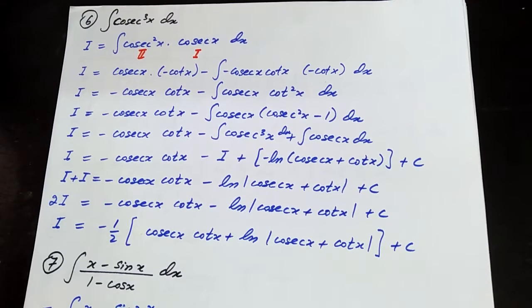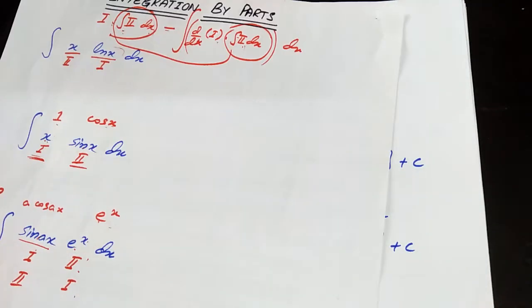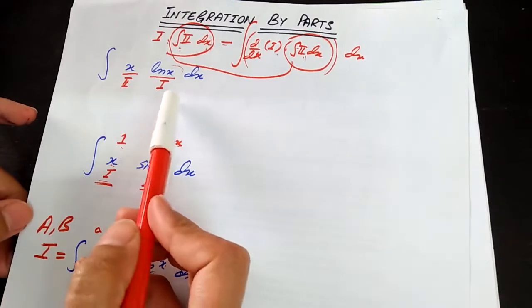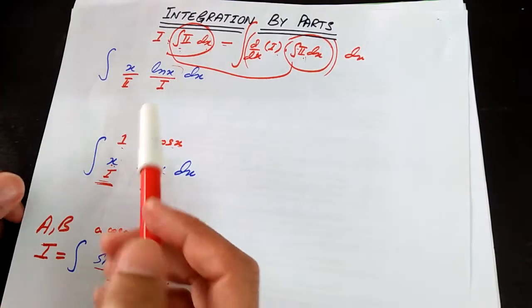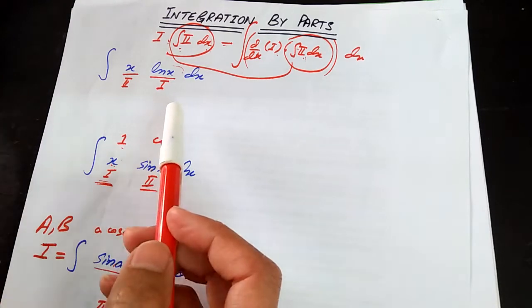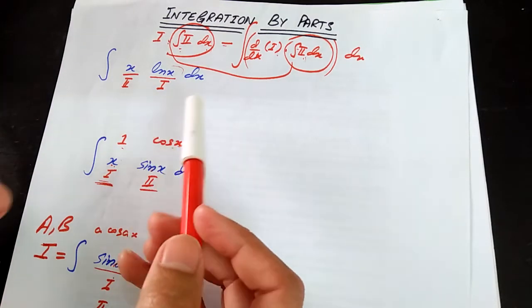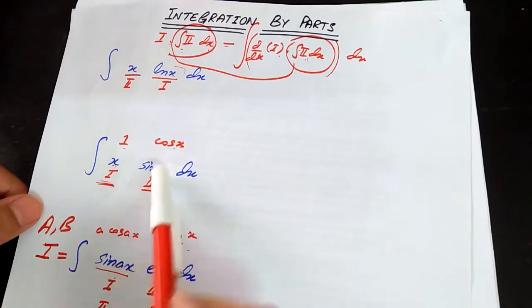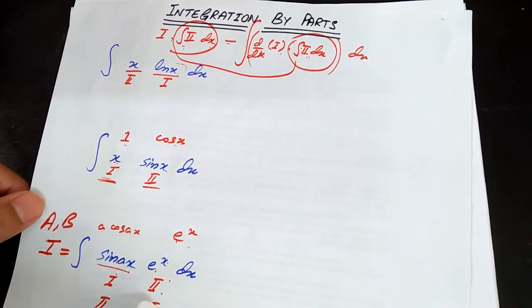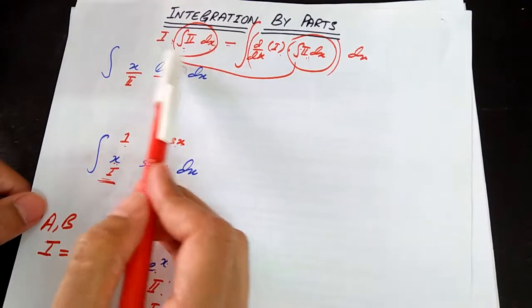Exercise 4.3 question number 6. We did earlier till question number 5, and I just explained to you how in integration by parts you follow some rules. You can also consult the previous video, where it is properly explained in the first part of this exercise. These are the three rules you will follow in the integration by parts method.